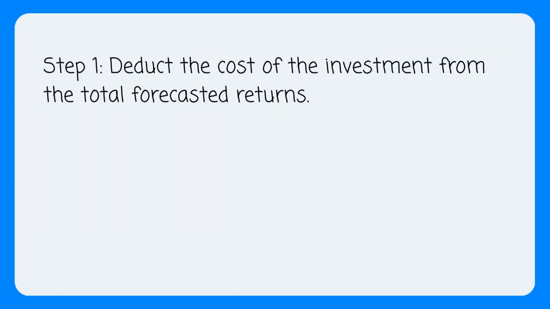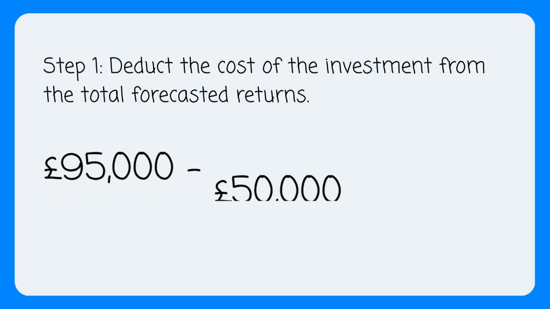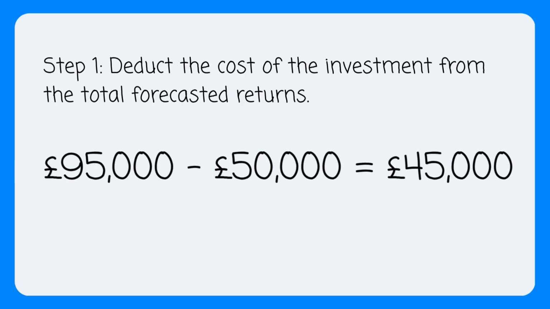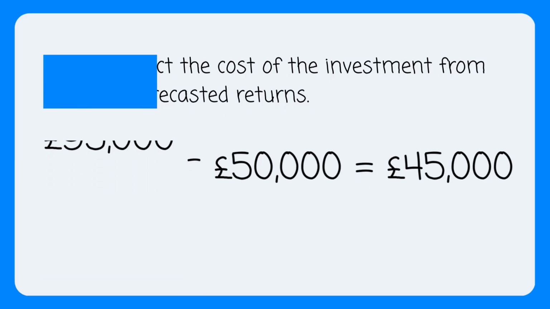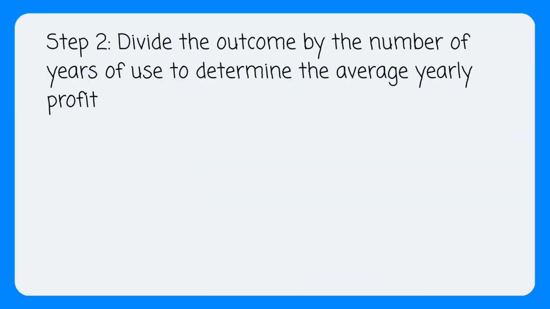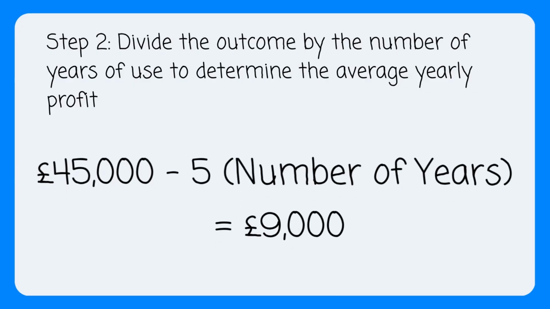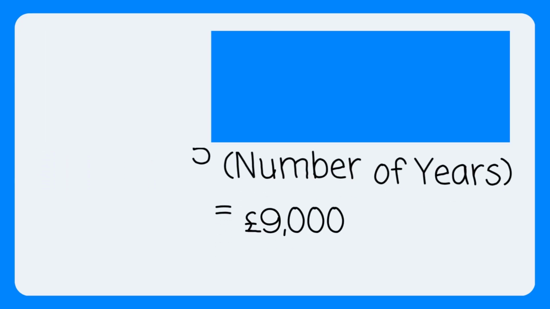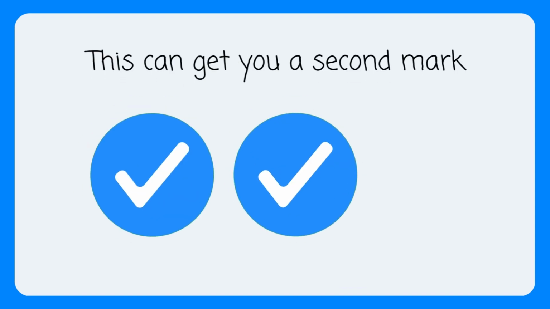We take the total return and subtract the original investment. So, £95,000 minus £50,000 gives us £45,000 profit. In the OCR GCSE, that gets you a mark. Next step, average annual profit. We divide that £45,000 by 5 years. That gives us £9,000 per year. This would earn a second mark in the OCR GCSE.